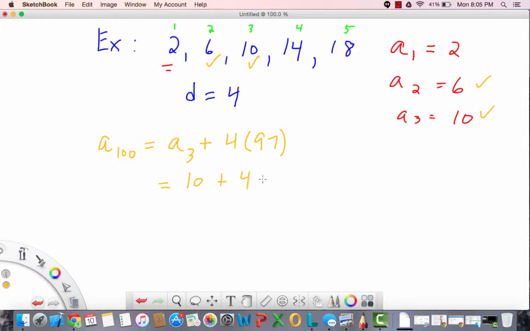Plus 4 times 97. That is 10 plus 388. And that is 398. So in this example, you can see that the explicit formula is a lifesaver.